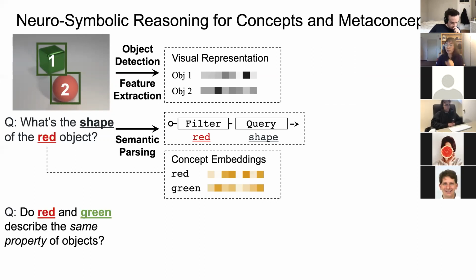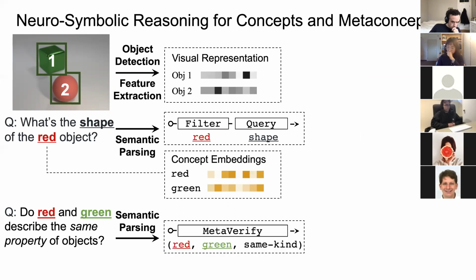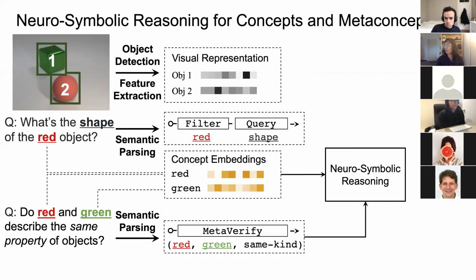Now, for these meta-concept related questions, again, we can perform semantic parsing. In this specific case, do red and green describe the same property of objects? We can translate it into a program, which is to say we want to classify whether red and green have this same kind of relationship. This could be done, again, by a neuro-symbolic reasoning module, which gives us an answer: yes.